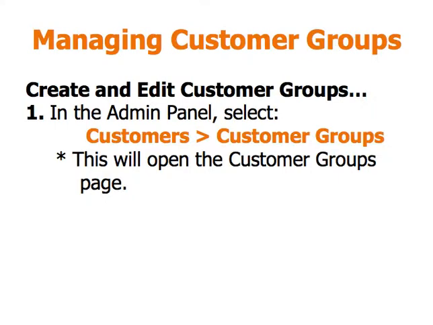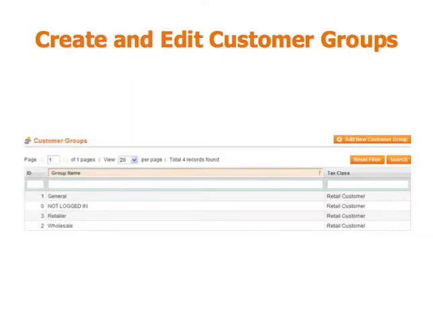Go ahead and create and edit customer groups by starting in that Admin panel again. Go to Customers, go down to Customer Groups, and this is going to open the Customer Groups page. There she is. Good old Customer Groups page. Now you're going to be able to do one of the following. You can create a new customer group, or you can edit an existing customer group.